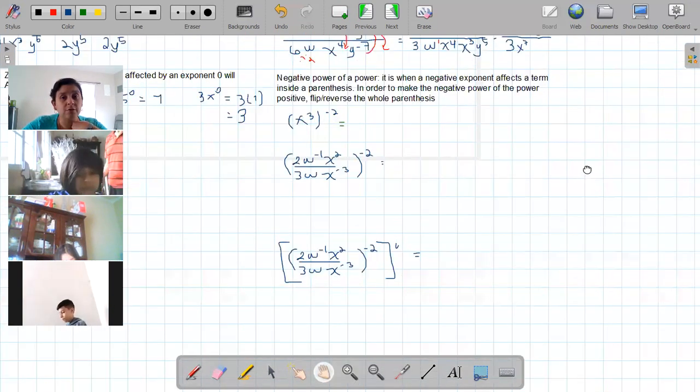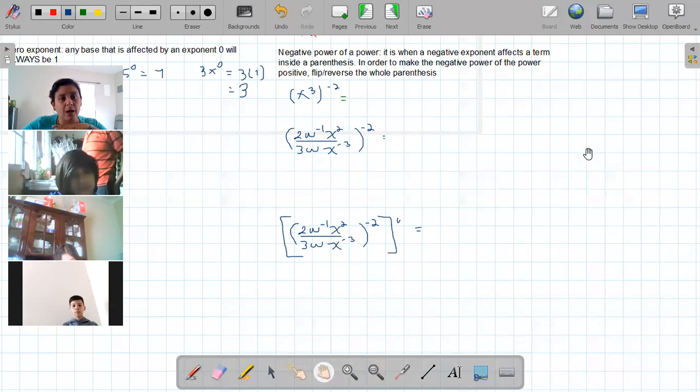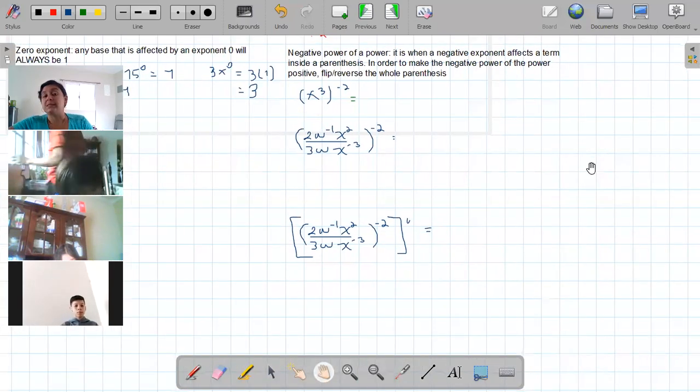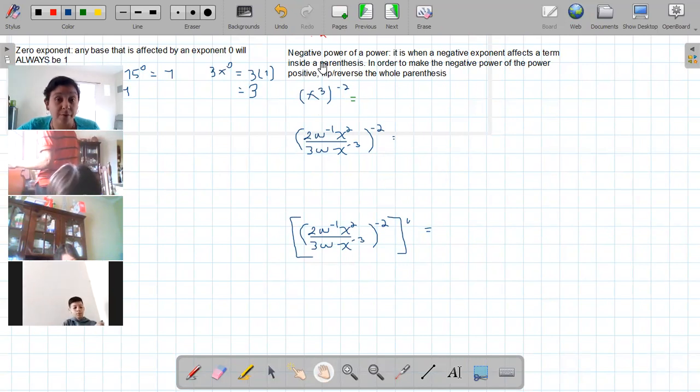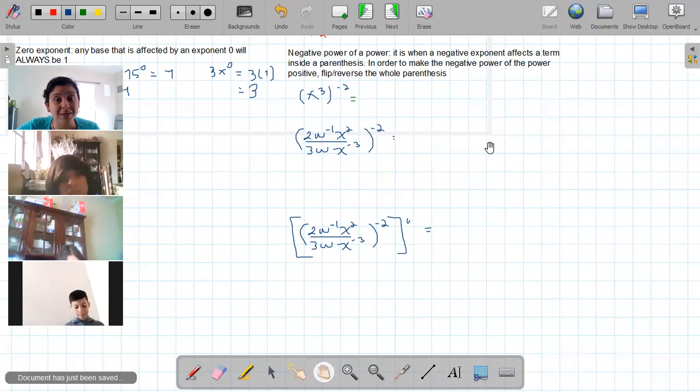Okay, let's go to the very last. I'm moving all the way up. Then we're going to place the topic's name. Okay, so we have negative power of a power. It is when a negative exponent affects a term inside a parenthesis. In order to make the negative power of the power positive, we flip or reverse the whole parenthesis.